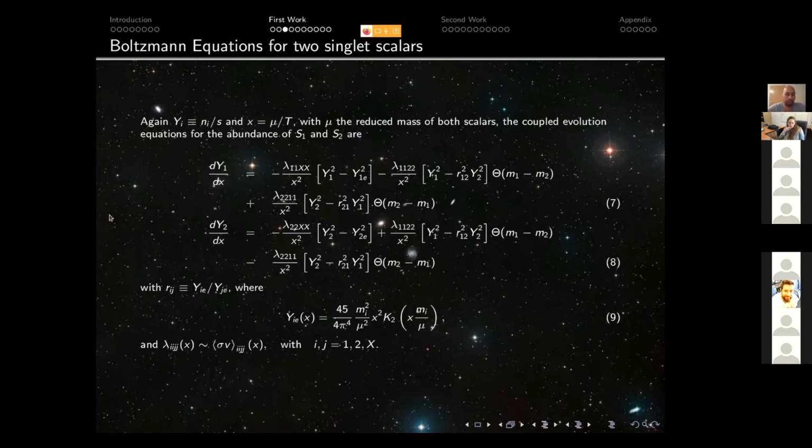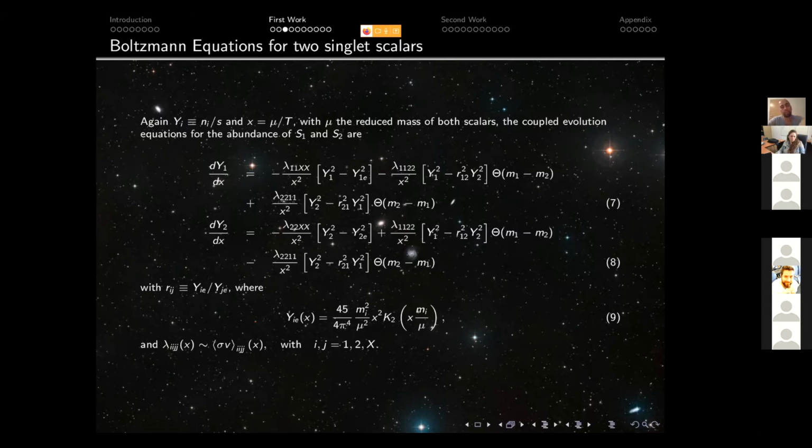So yes, I just want to show you the equations, not to scare you, but I think it's necessary to at least get a feeling of the Boltzmann equations of this system, which look complicated, but they are not so much. Basically, we now have two dark matter particles, or two stable particles. We need to look for the abundance of each one. And you see that the two Boltzmann equations are coupled to each other.